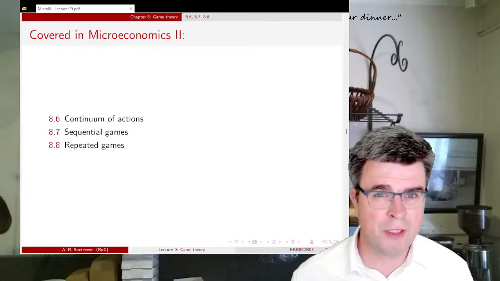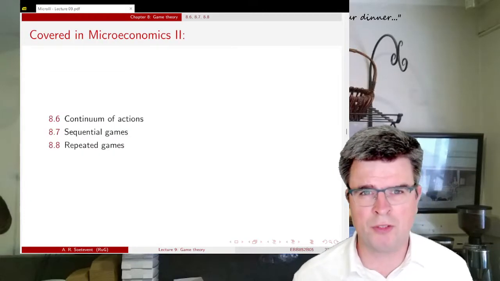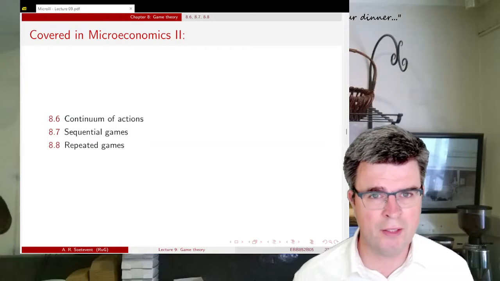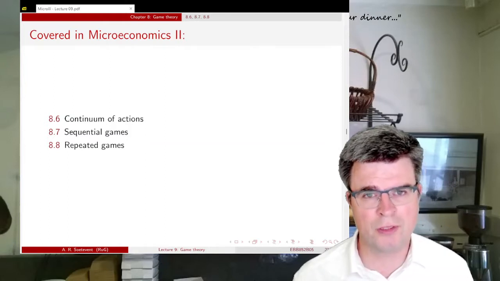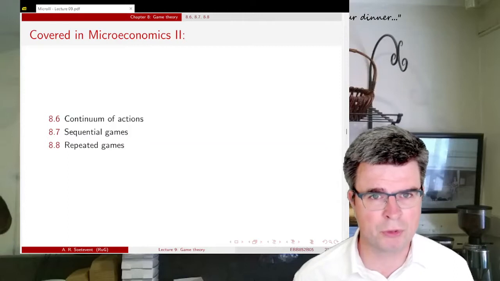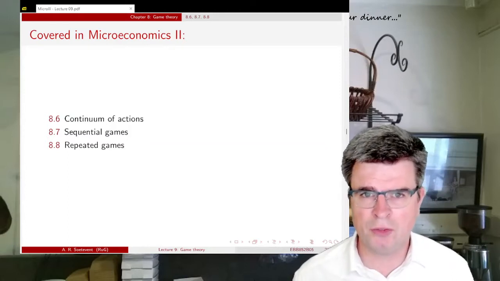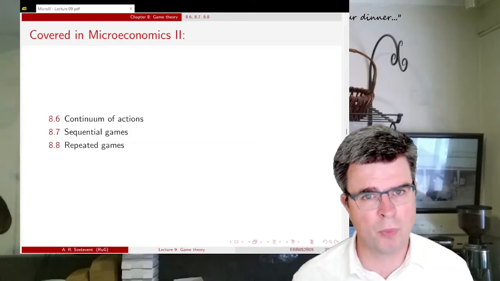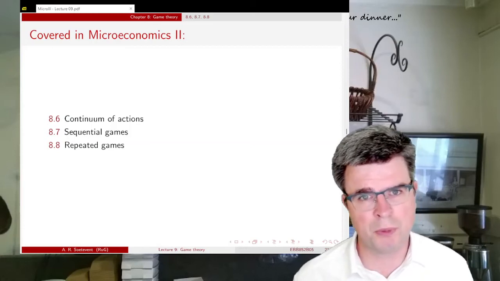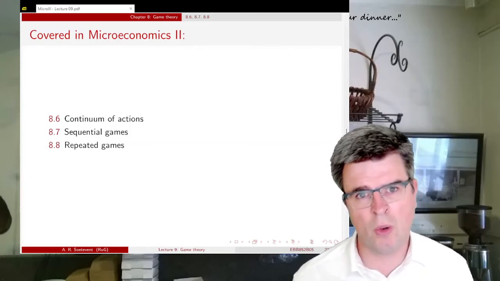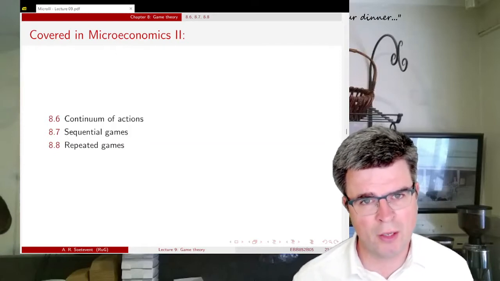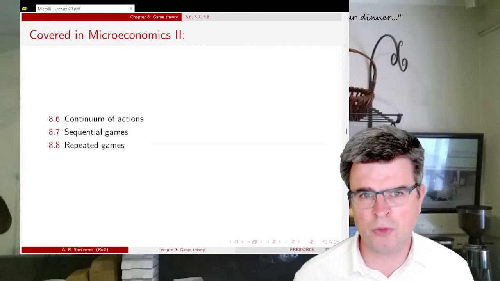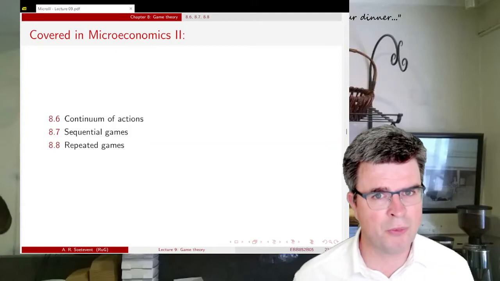Then there are 3 sections in the book, the content of which are part of this course, but which we do not discuss extensively, because you know the content in a different form from the previous course, Microeconomics 2. These 3 sections are, first, 8.6, which deals with continuous actions. What if you, as a player, do not choose between left or right, or among 10 possible actions, but have a continuum of choices? So you have a continuous action space, for example, if you need to choose a price, or as a firm when you need to choose a quantity.